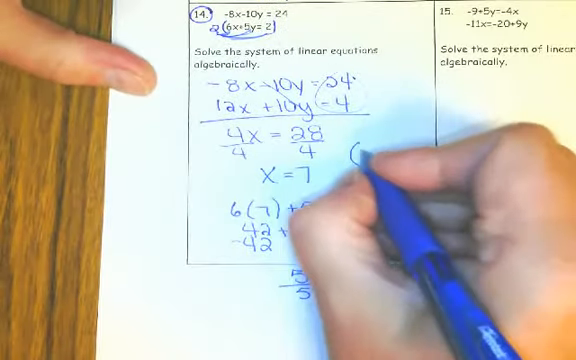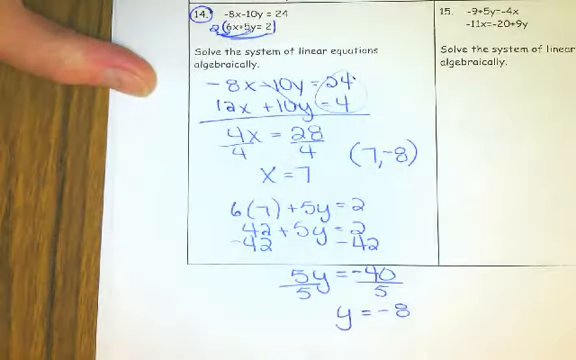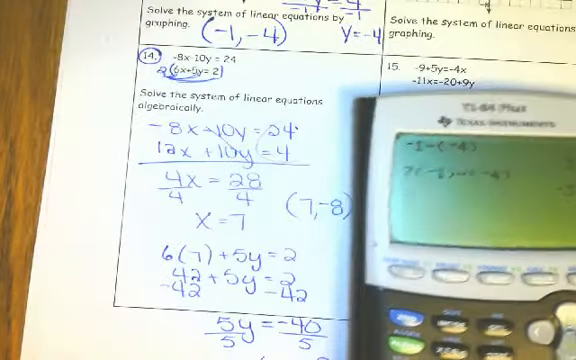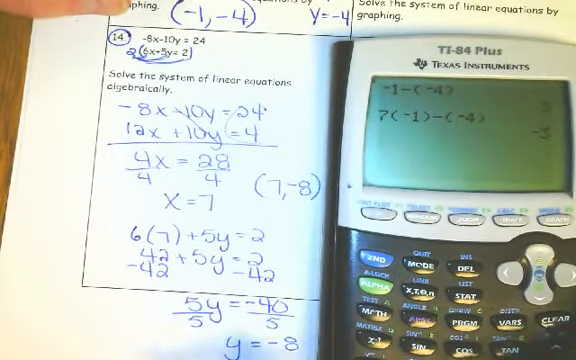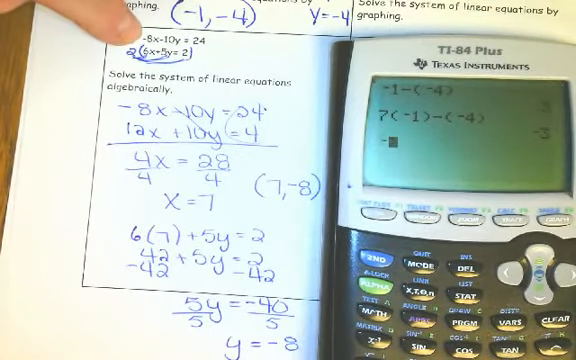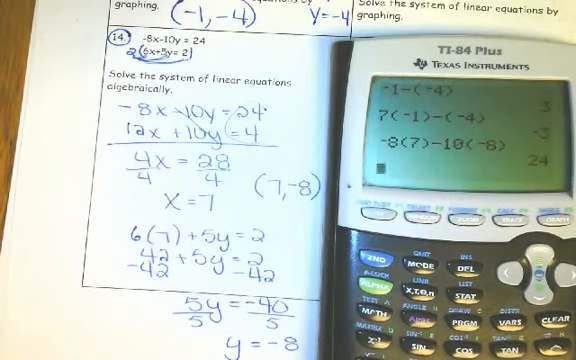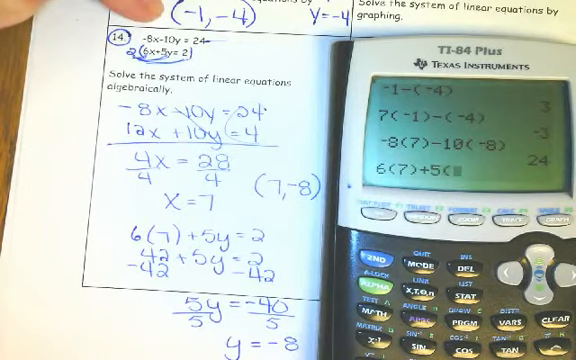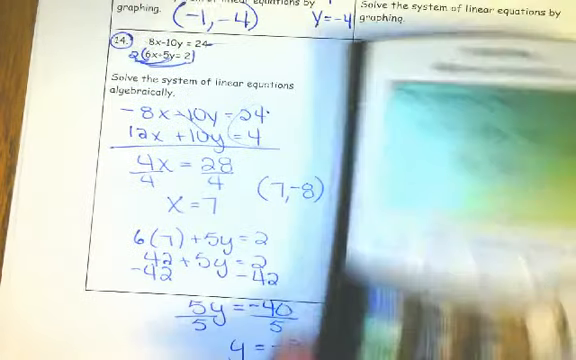Okay, so again, I know this crosses at 7, negative 8, but again, y'all, please check your answers. You have a calculator. So here, I'm going to take that ordered pair, that x and that y, and substitute them in. So I'm going to check this one. Negative 8 times the x I got, which was 7, minus 10 times the y I got, which was negative 8. And you get 24, which is good. And now I'm going to do 6 times 7 plus 5 times negative 8, and I should get 2. And I do. All right, that's perfect.